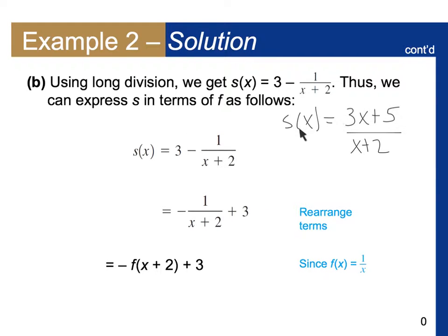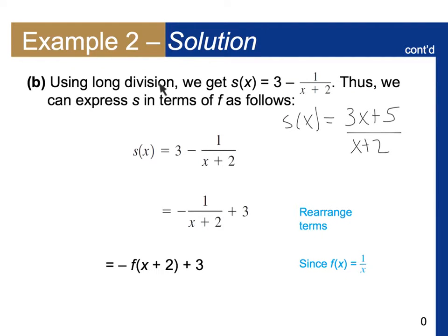Now for our second example, we have s of x equals 3x plus 5 over x plus 2. This is a linear over linear. Now we can't do quite what we did before with the other graph because we have to do another step first. We actually have to do division here. So we're going to take 3x plus 5 and divide it by x plus 2 using polynomial long division.